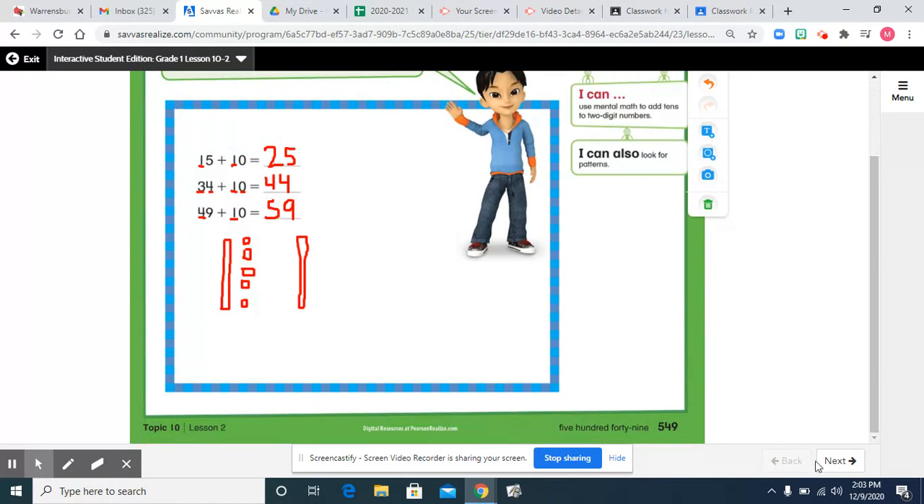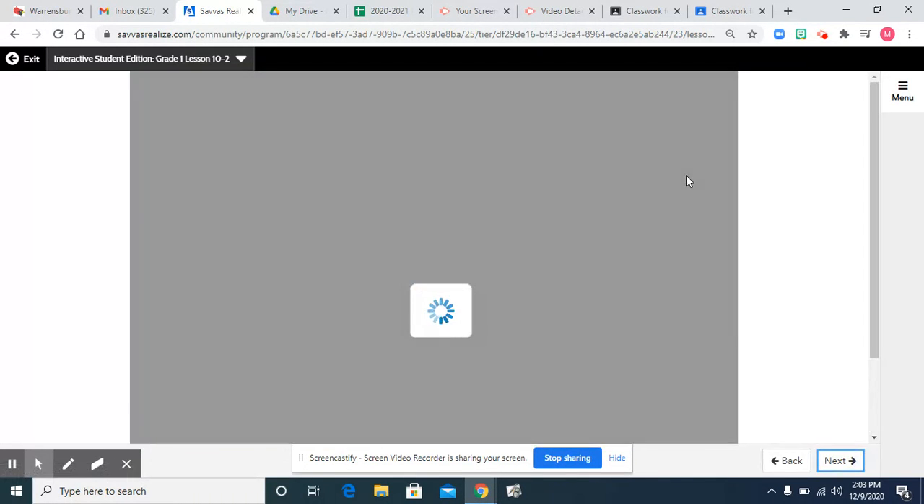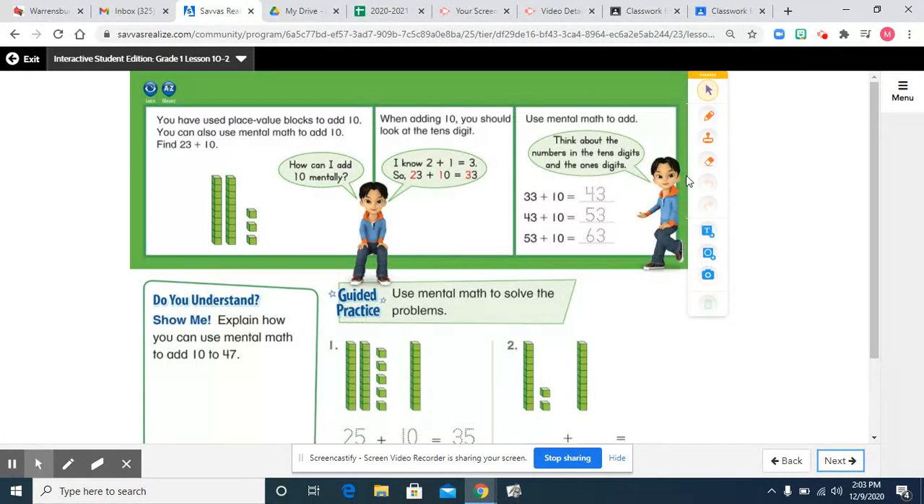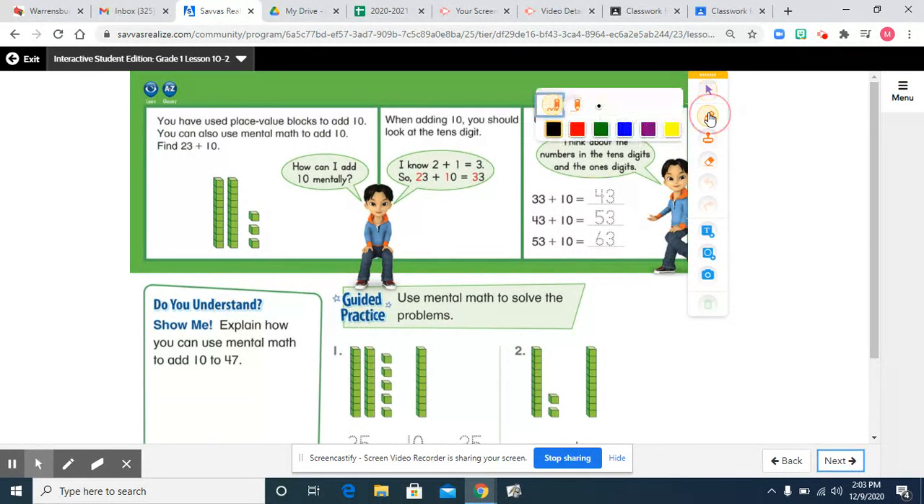Okay, if you're good there, turn to the next page. Look at the top. It's the guy from the video just showing you what they did when they added 10. The number in the tens place just went up by 1. But the number in the ones place stayed the same because you're adding 0 to it. So all 3's here in the ones place.